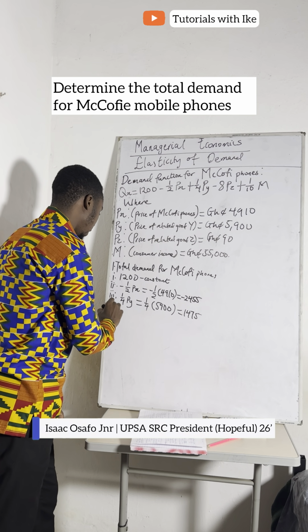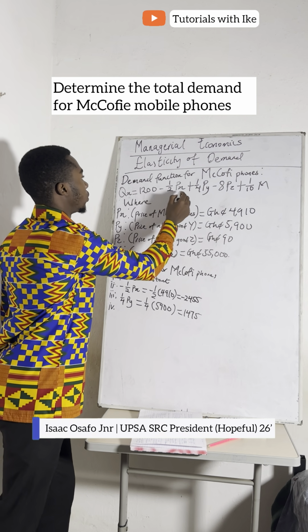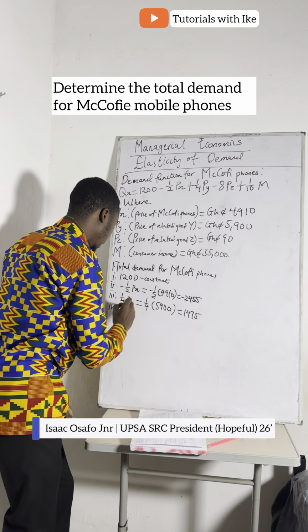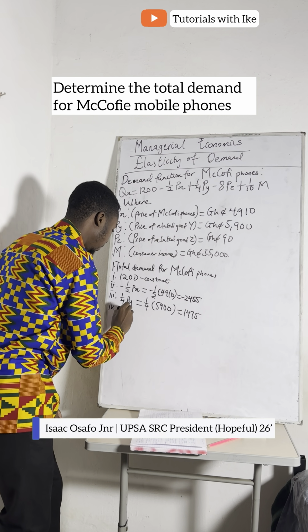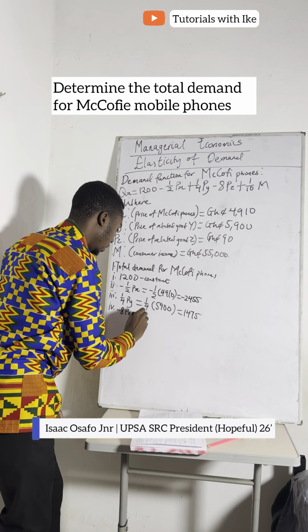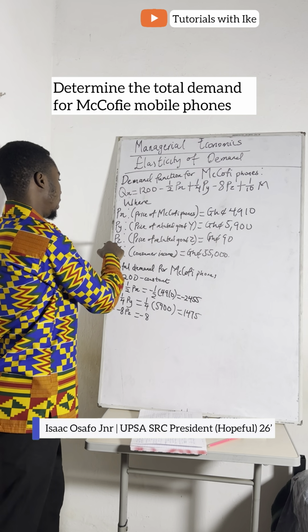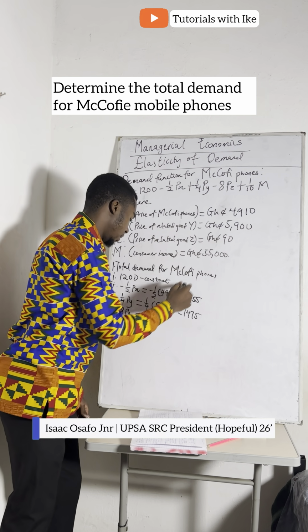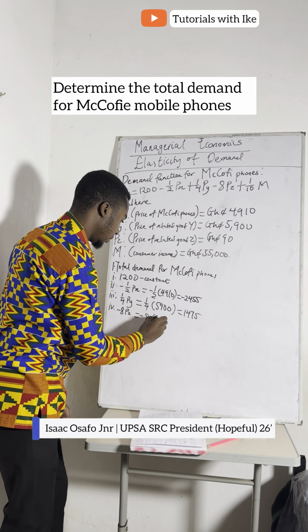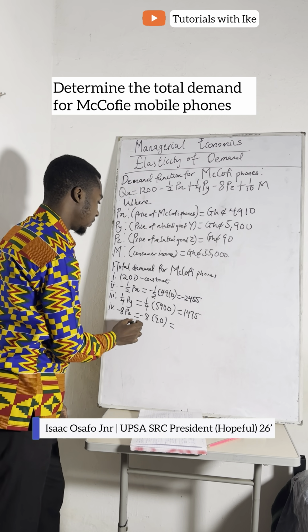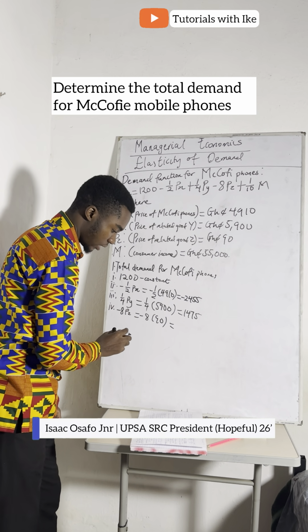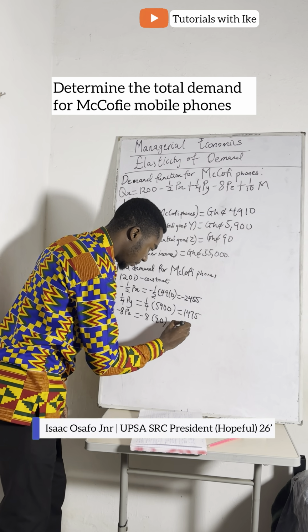Then we go to the fourth term. So 1, 2, 3, 4. Negative 8 PZ. So it's equal to negative 8 times PZ. They gave the value for PZ to be 90. So times 90. So you're going to get negative 8 times 90, and that should give us negative 720.